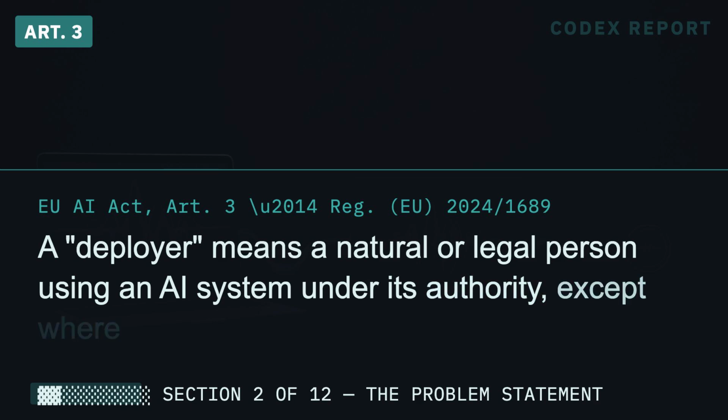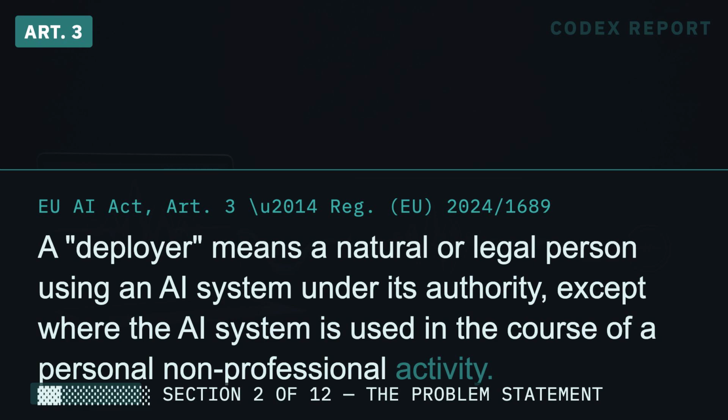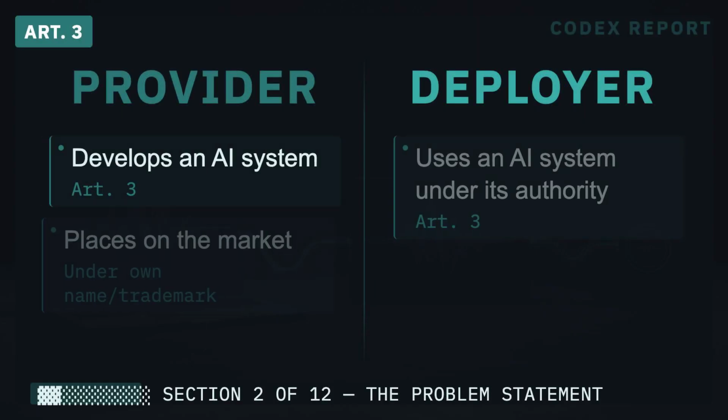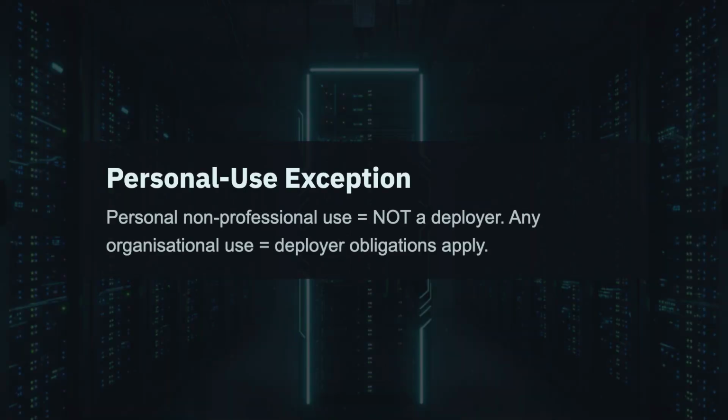A deployer means a natural or legal person, public authority, agency, or other body using an AI system under its authority, except where the AI system is used in the course of a personal non-professional activity. In plain terms, the provider builds the AI system. The deployer uses it. OpenAI is a provider. The company that deploys ChatGPT in its customer service workflow is a deployer. This distinction runs through the entire article and determines who owes what obligation to whom.